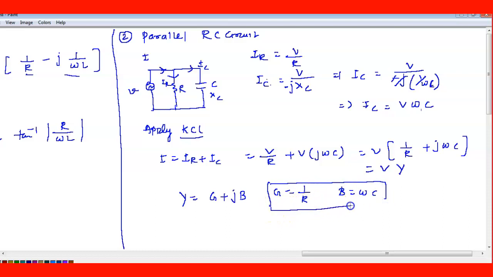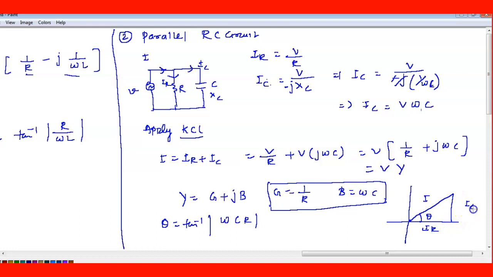I will tell you the trick for how to solve it in the examination, if a numerical comes. Now everything will be the same here. Theta is equal to tan inverse of omega C upon 1 by R, so we get tan inverse of omega C and R. We'll write the phasor diagram here: this will be theta and this will be the current I. This is IR and this is IC, right? Any doubt till here?